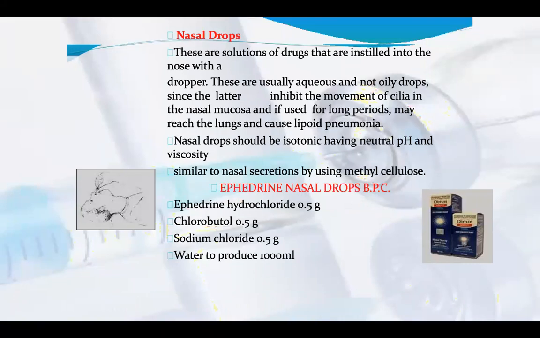Oily drops inhibit the movement of cilia in the nasal mucus, and if used for a long period may reach the lung and cause acquired pneumonia. So nasal drops should be isotonic, having neutral pH and viscosity similar to nasal secretions, by using methyl cellulose. You see how that subject is taking the nasal drop, lying down, and then they have inserted it in the nostril.